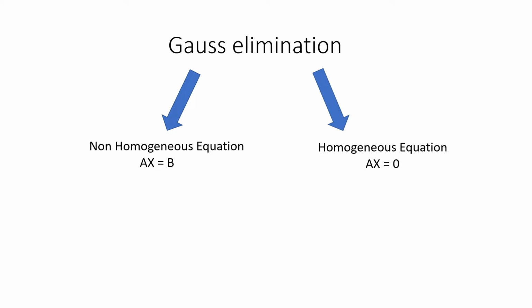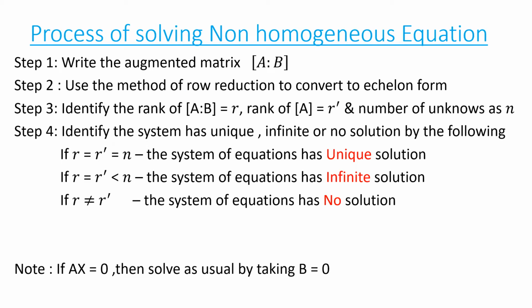Now when B is non-zero, AX = B is called a non-homogeneous equation. And when B is equal to 0, it is called a homogeneous equation. Now let us see the process of solving a non-homogeneous equation. Step 1, you have to write the augmented matrix, that is the coefficient matrix A and the constant matrix B as [A|B].